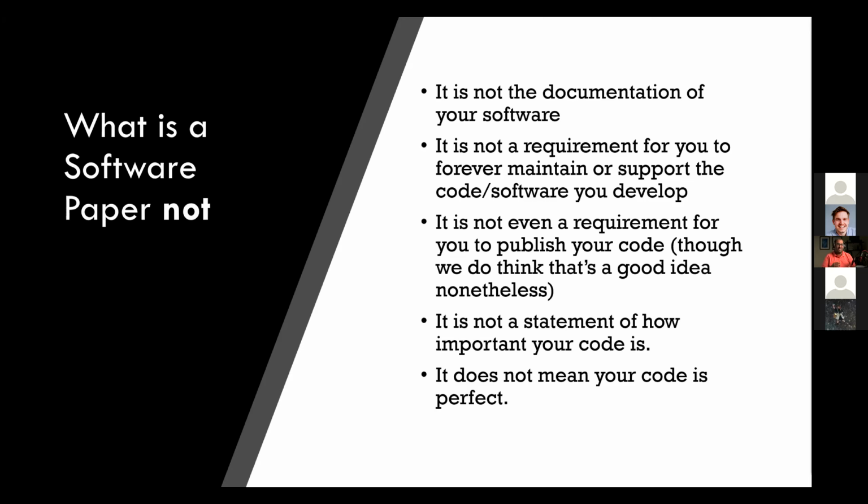It's also not necessarily a statement of how important your code is, and it doesn't mean your code is perfect. That's the other big hangup we often see when people talk about code being produced to generate very important scientific results. There's a sense that, oh, my code's not perfect, I haven't commented every other line, I haven't put it through X number of checks. That's not what we're talking about. We don't expect your code to be perfect. And in the sciences in general, we know that code evolves and software tools evolve, and so we want to create papers that reflect that.